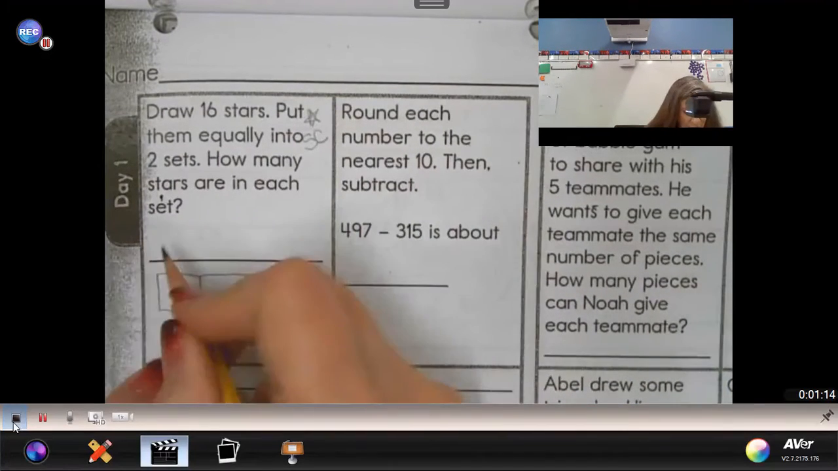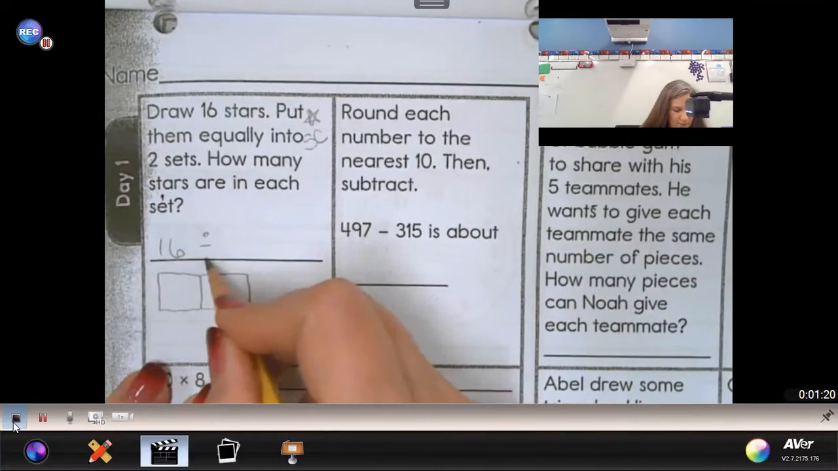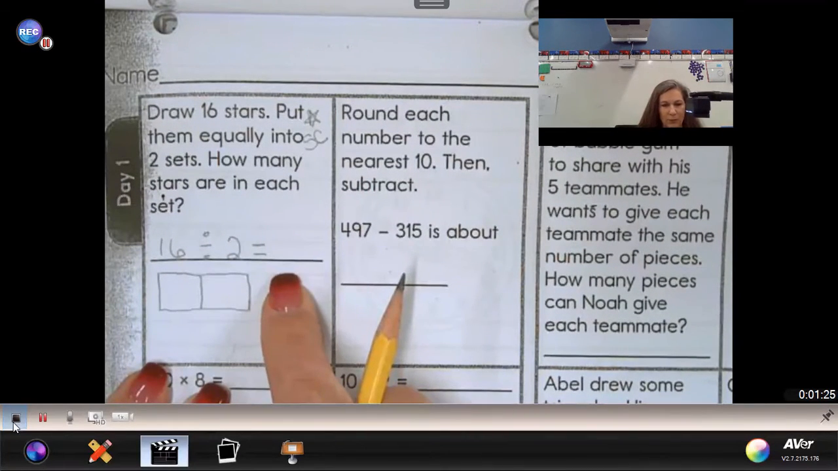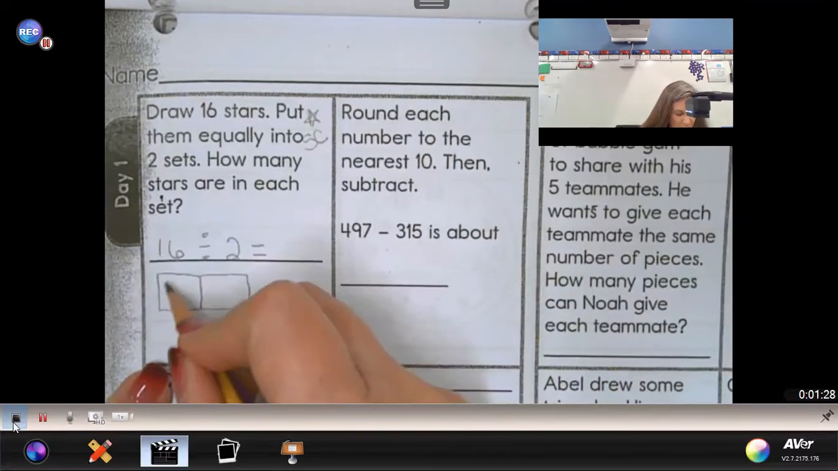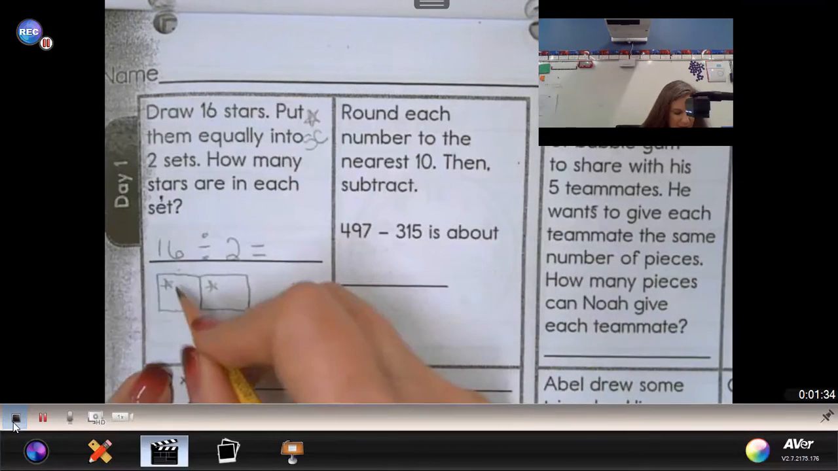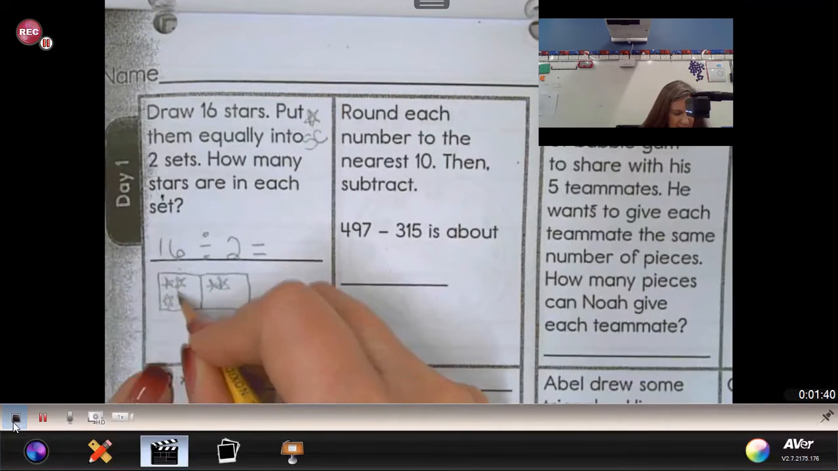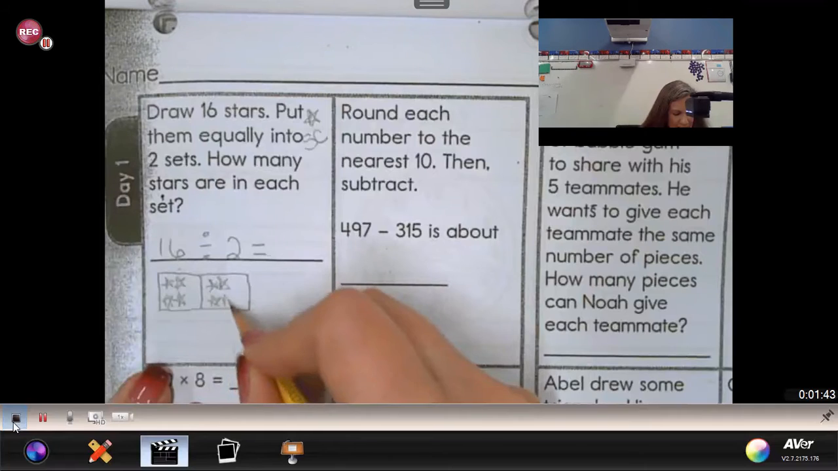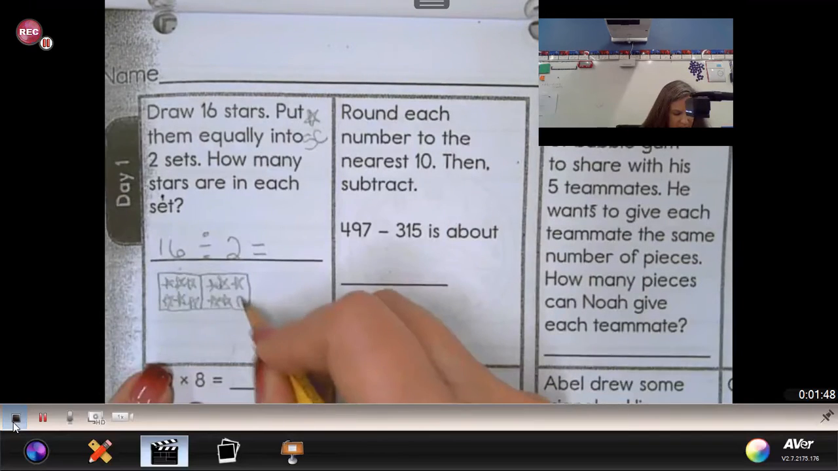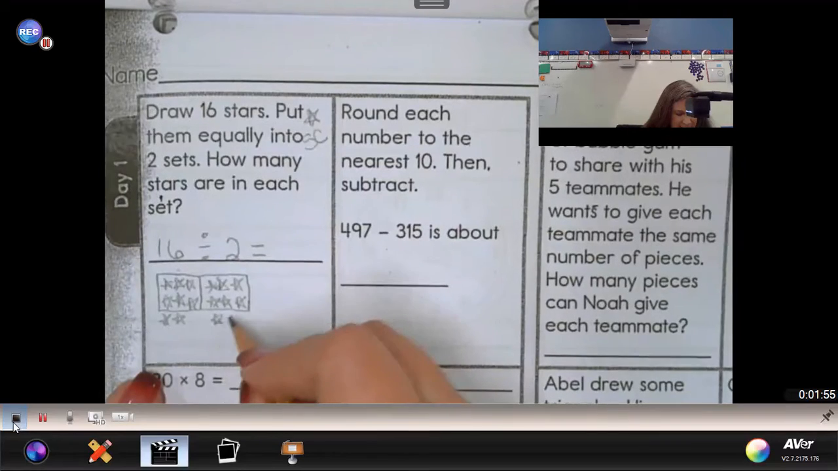So our division equation starts with 16 stars. We're going to share them equally between 2 groups, and we're looking for the number of stars in each group. So we're going to start with 1, 2, and actually, since this is an even number, I could even put them as 2s. So let's maybe do that first. 2, 4, 6, 8, 10, 12, oops, I didn't make my groups, 14, and finally 16.